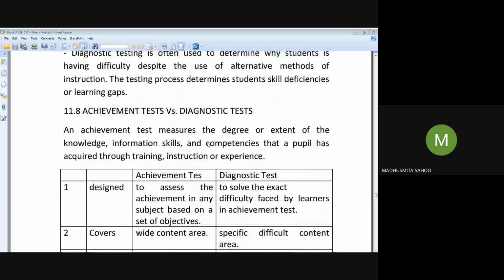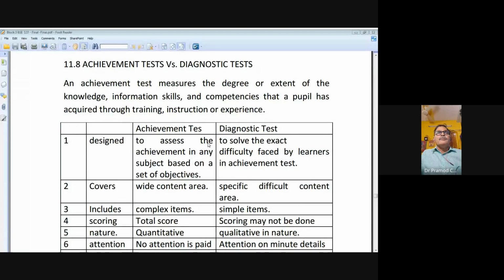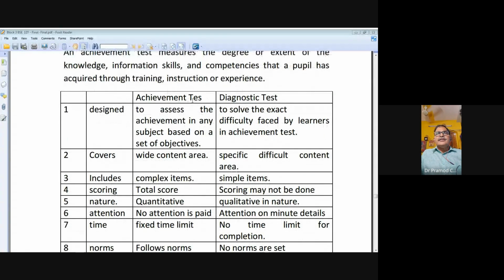Next, here I am giving the comparison between the two types of test. One is the achievement test and the other is the diagnostic test.